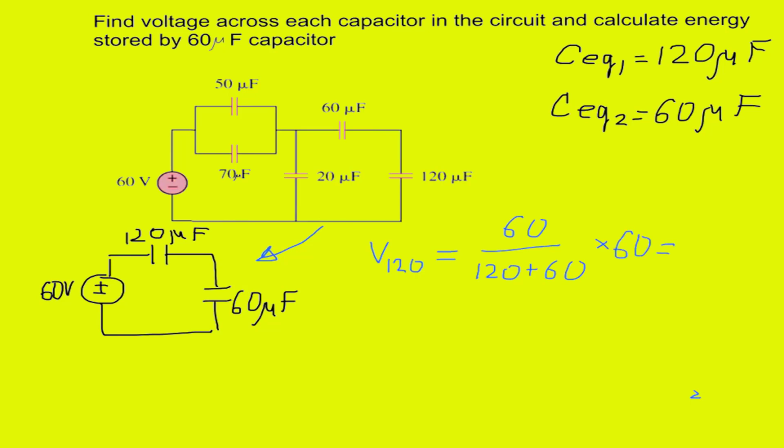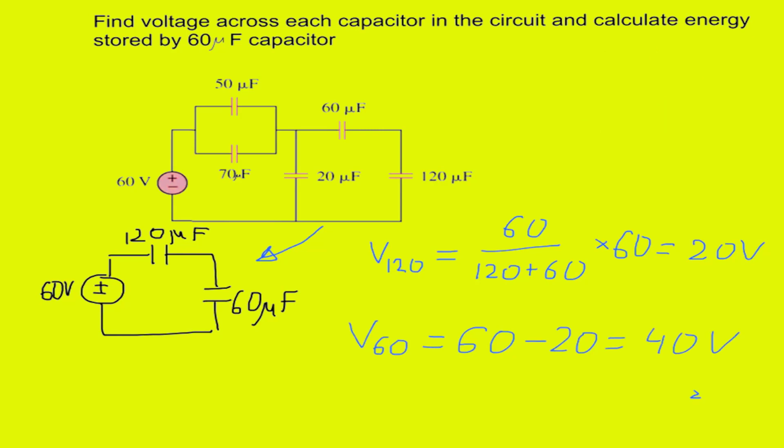For this, the answer will be 20. And the second voltage, the voltage across the 60 capacitor, will be, because the total voltage is 60 volts and we only have two elements, the voltage across the second capacitor will be 60 minus 20, and it is 40 volts.